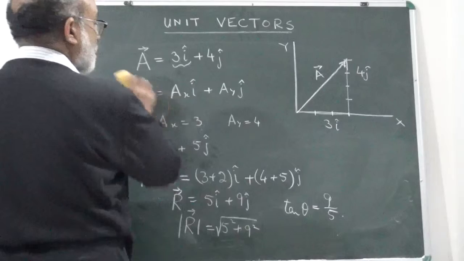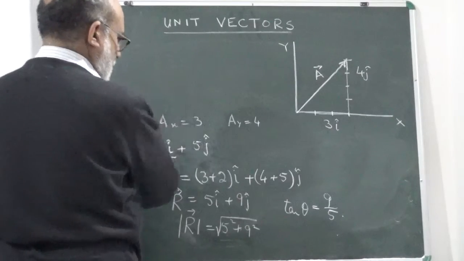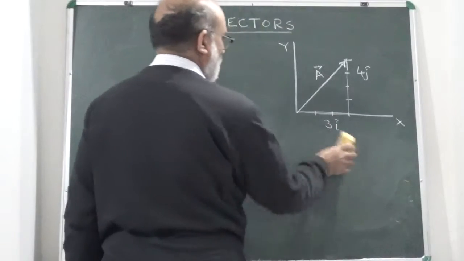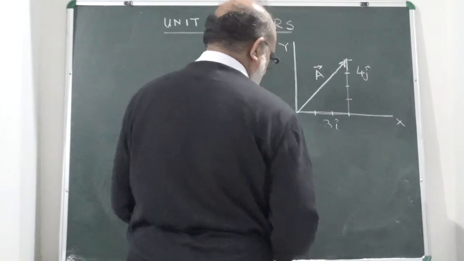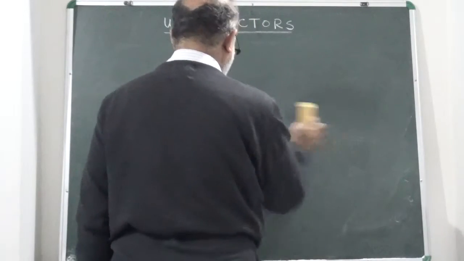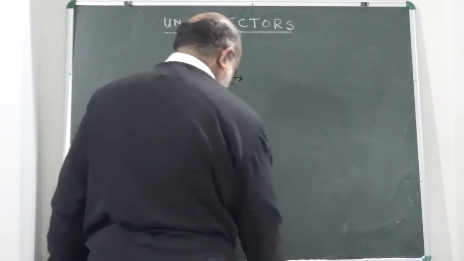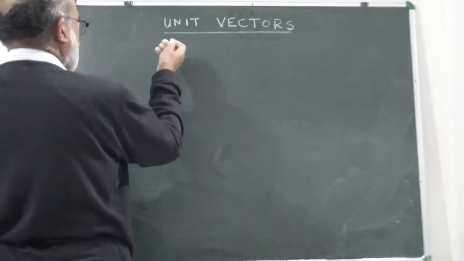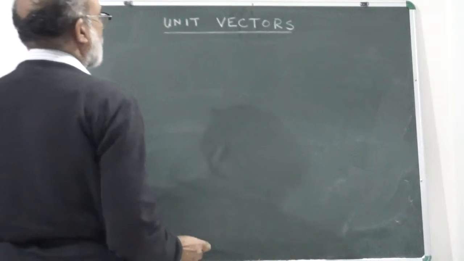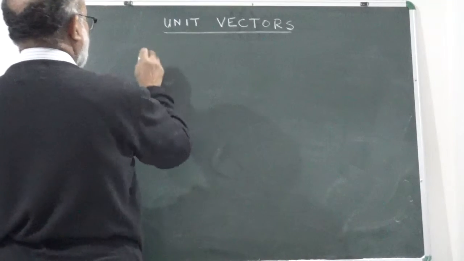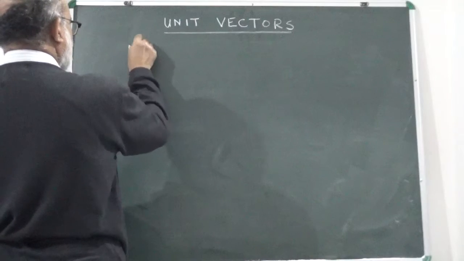This is the addition of vectors when the vectors are represented in unit vectors. Similarly, you can add and subtract also. You just have to practice addition and subtraction. Now we'll do the multiplication by unit vectors.